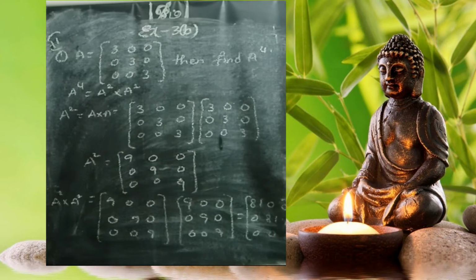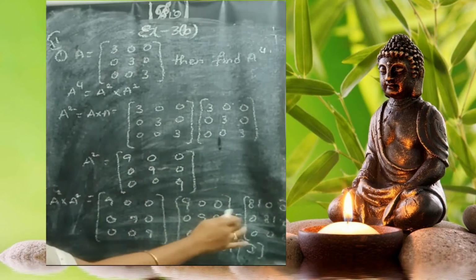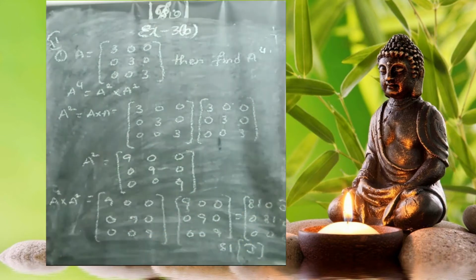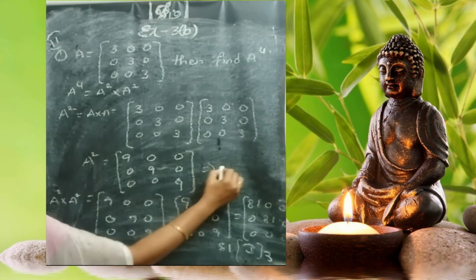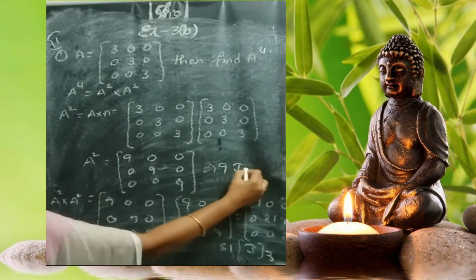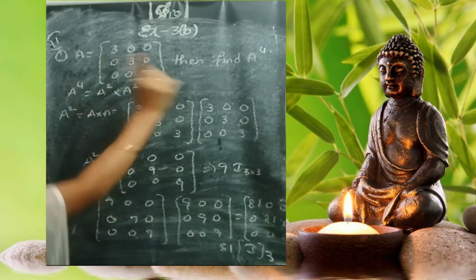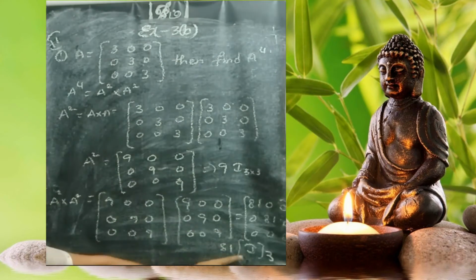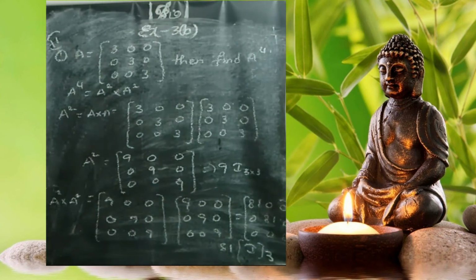Or you can write, see here, take 81 common, then you will get I here. Why? Because 1 0 0, 0 1 0, 0 0 1 is nothing but the identity matrix of order 3. You can also take 9 as common, and the remaining will be of order 3 by 3. That's your wish. They asked you to find A power 4, so the value is 81 I3, or you can write this matrix also.